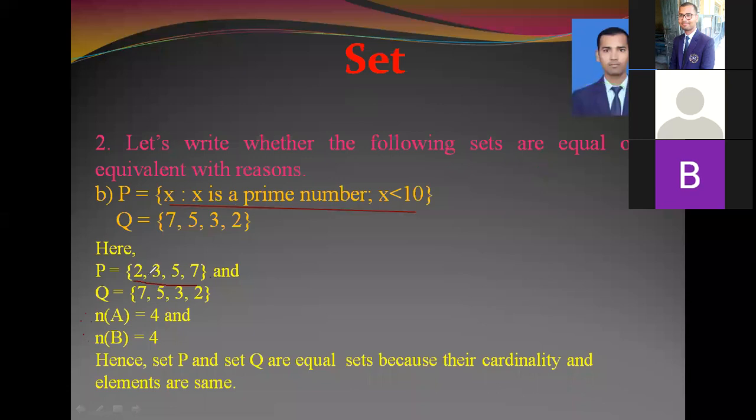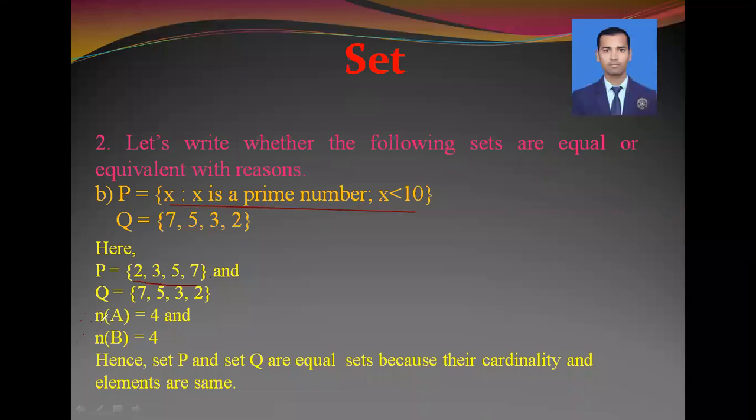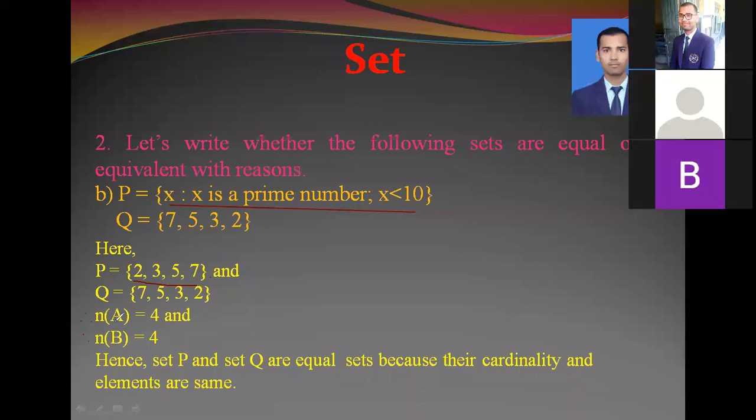That's why Q is equal to {7, 5, 3, 2}. So let's write its cardinality as given here. Cardinality of P is equal to 4. In the same way, cardinality of Q is also 4. So both have the same cardinality, 4 and 4.